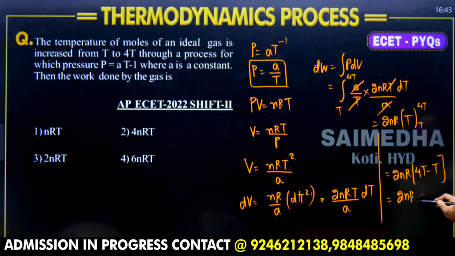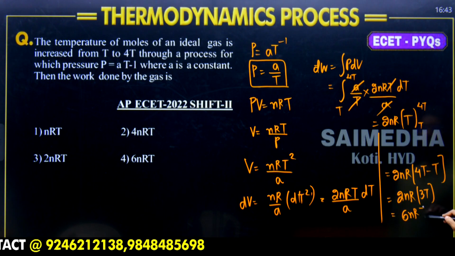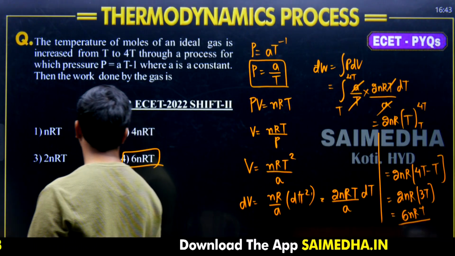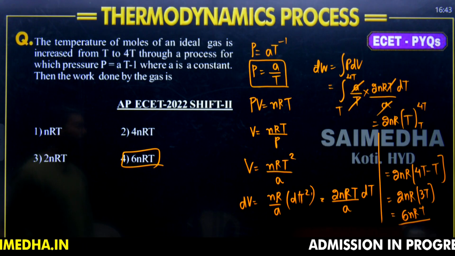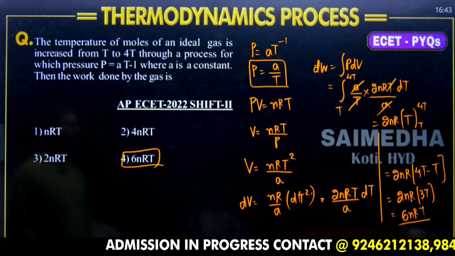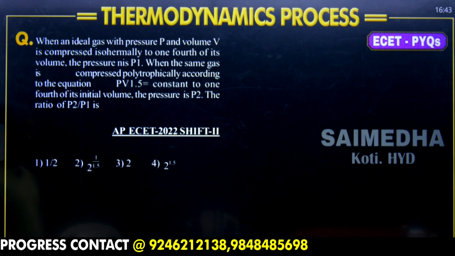So 2nR into 3t, 3 2s are 6, 6nRT is going to become your correct answer. This is the correct answer. Go through it. Work done formula you need to know. Work done formula is integral of P dV. P is given, dV we have got from the ideal gas equation. Pause the video, note it down. Moving on to the next question.